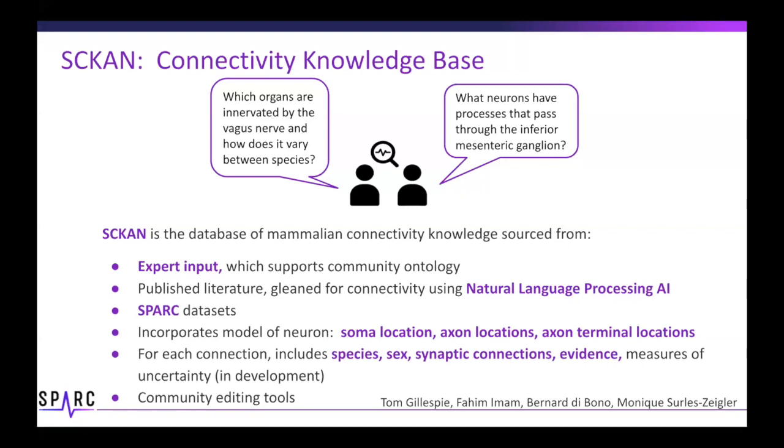And also we extract a lot of data from individual SPARC data sets, many of which have information about the connectivity of individual organs. The knowledge base incorporates a model of the neuron. So it's not just regional connectivity that A goes to B, but we note the locations of cell bodies, axon locations and axon terminal locations, sensory terminal endings, and dendrites. And each connection includes species, sex, synaptic connections, and evidence associated with it, and also includes measures of uncertainty, which is in development right now. So it's a very, very powerful knowledge base.